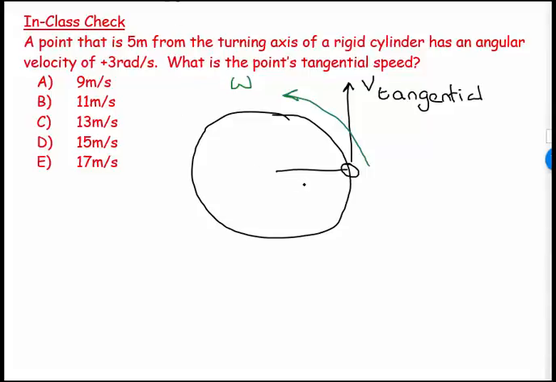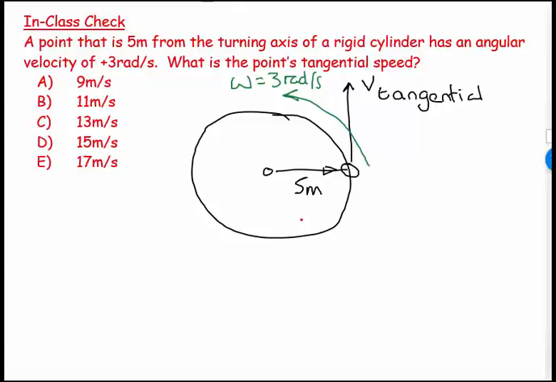What do we know about this? We know this is 5 meters radius. There's a turning center, and we know that this omega is equal to 3 radians per second. So it's asking for a straightforward translation from angular velocity into the equivalent tangential velocity.